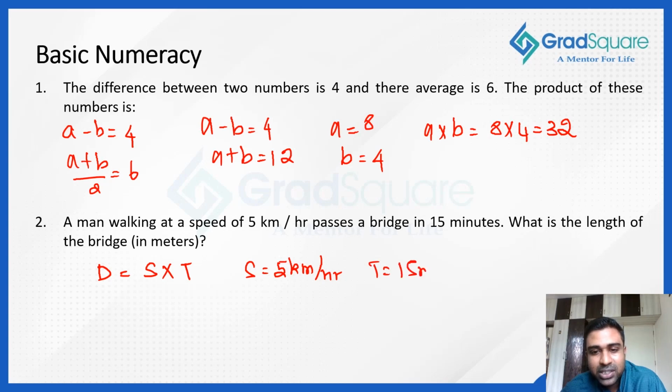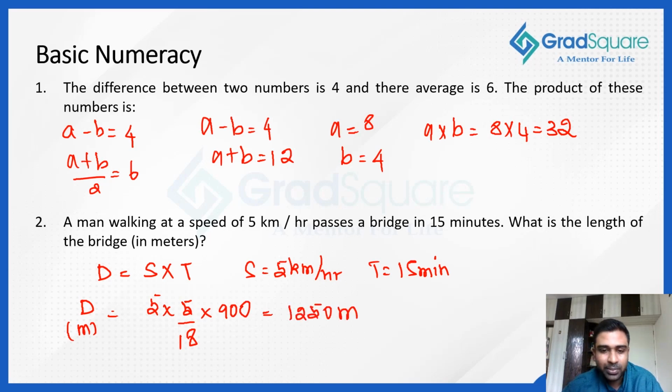In time and distance, unit consistency has to be maintained. Distance is questioned in meters, so speed should be in meters per second. So I'm going to convert 5 km per hour into meters per second by multiplying it by 5 by 18, and time should be in seconds. So 15 minutes corresponds to 900 seconds, which gives the total distance here as 1250 meters. So that will be your answer for this question. So what is the question here? Some of the basic details of the topics are questioned.